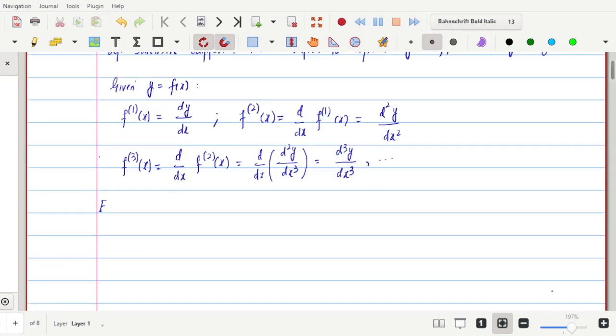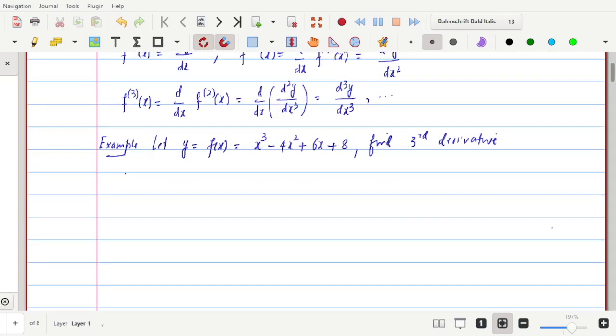Now here we take one example to find the higher order derivatives of a given function. We have a function y equal to f of x, defined as x power 3 minus 4x power 2 plus 6x plus 8. Our question is to find its third derivative. How do we solve this problem? We are given y equal to f of x, which has the value x cube minus 4x square plus 6x plus 8.